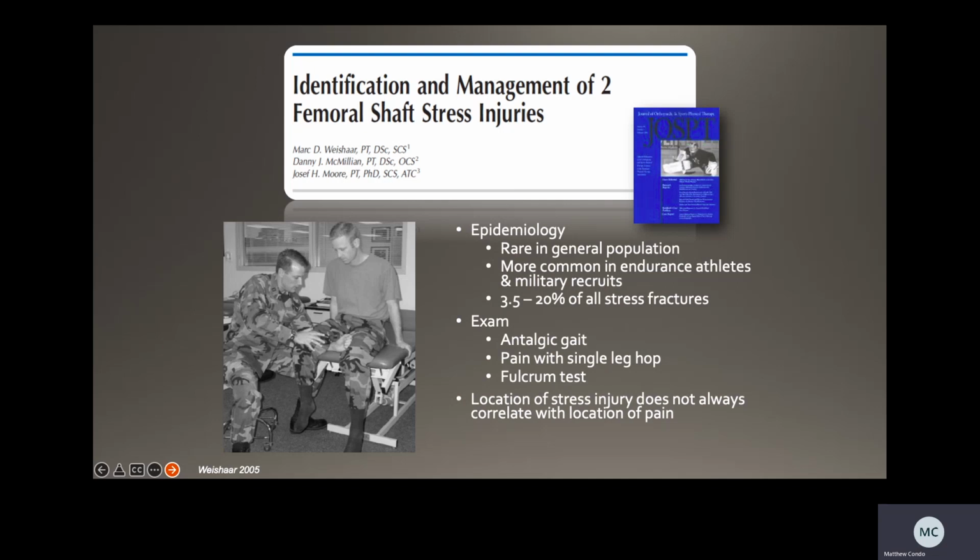What we're going to see though is antalgic gait with these folks, not able to do a single leg hop without a bunch of pain. And then what the picture is demonstrating in the lower left-hand side of the screen is something called the fulcrum test. The fulcrum test is going to provide an area of stress. Literally, the femur is going to get bent over the fulcrum of the provider's forearm. And this can be a really good test to screen for a femoral shaft stress injury.